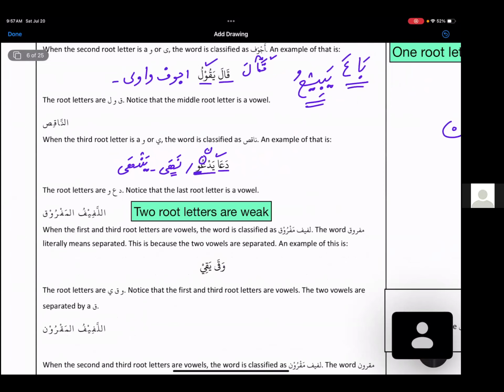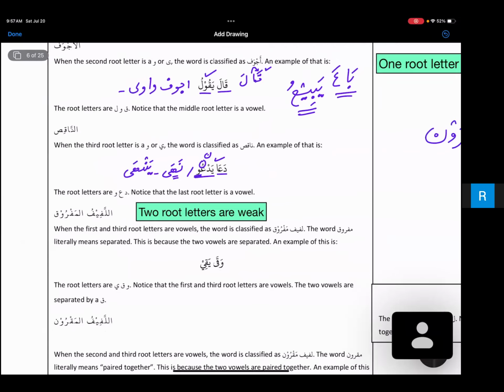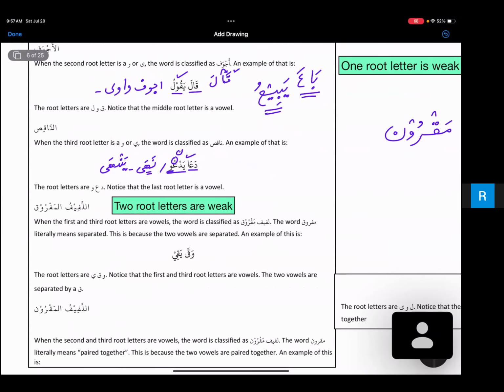Okay. Yes, ma'am. But that's not all. Still two more categories. What are they? Whatever we looked at so far, these are examples where one letter is weak. But sometimes there are going to be two root letters weak. Subhanallah. And when that happens, one category is going to be called lafif. Lafif means it is weak, lifafa.